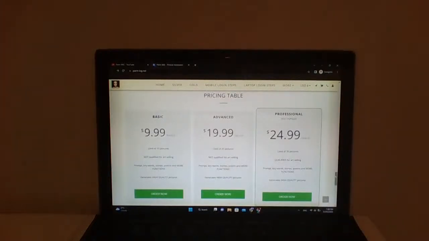You can take a look at our pricing table. We offer three pricing plans: the basic, advanced, and professional plan. The basic plan is only $9.99. We offer a limit of 15 pictures for the basic plan. Unfortunately, you're not qualified for art selling. That means you can't sell your artworks and your pictures in our online art selling store. The functions include prompt, keywords, stories, poems, and more. For the basic plan, we generate high quality pictures.